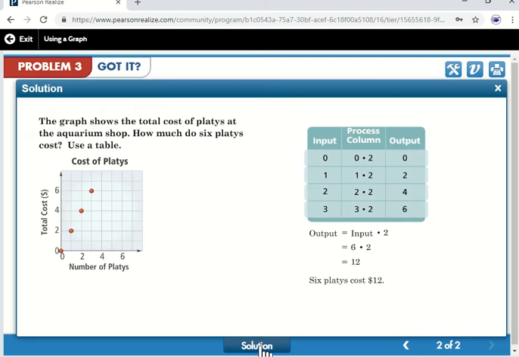Let's see the solution. Yeah, okay, they're not going to talk, are they?